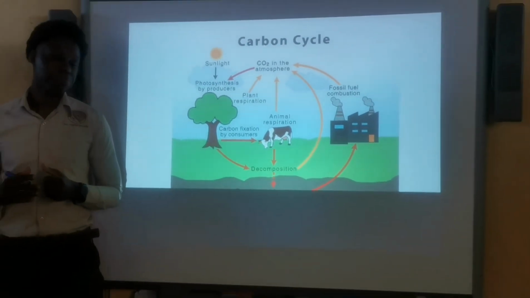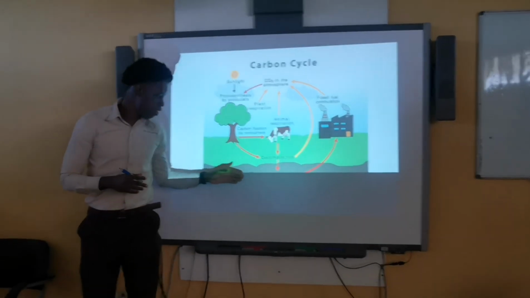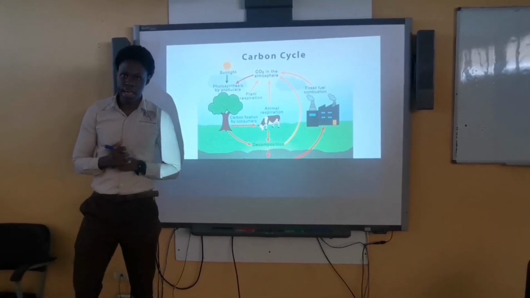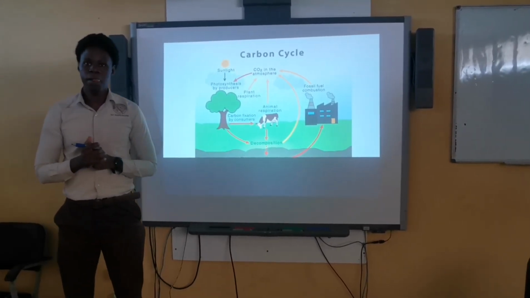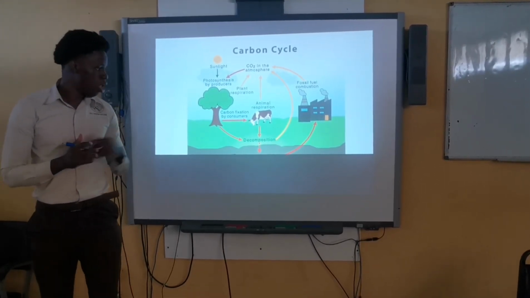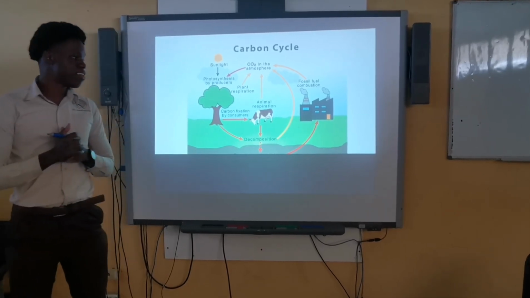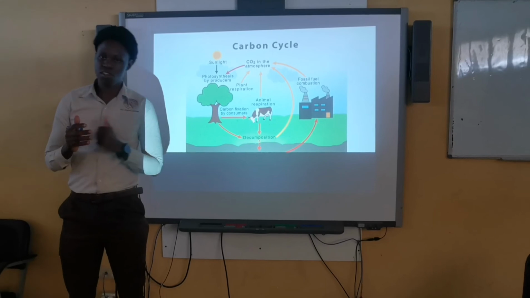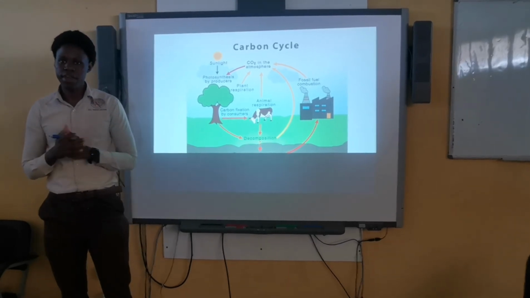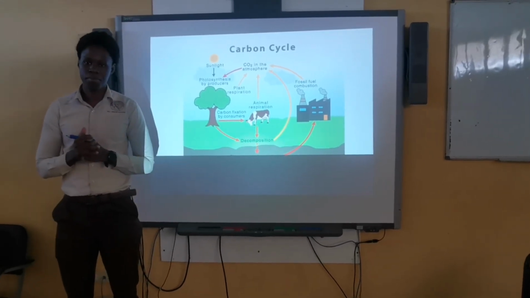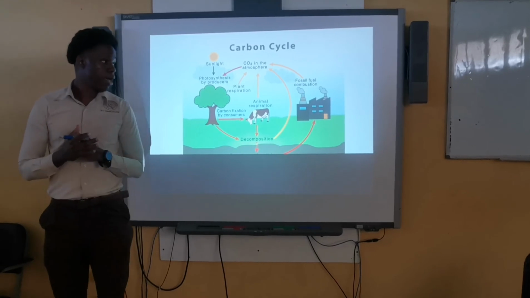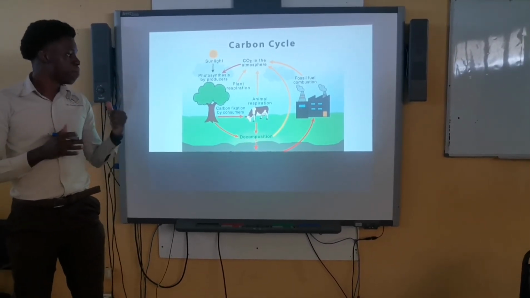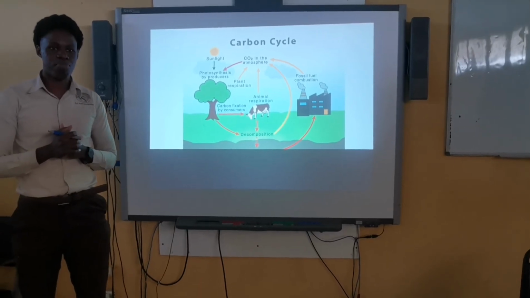So class, this is a very good representation of the cycle. All the processes are involved in this diagram. And I trust that you would, in your spare time, view the diagram and point out all of the important steps in this process.